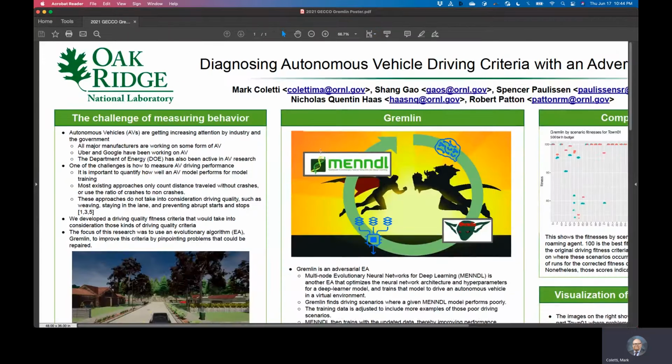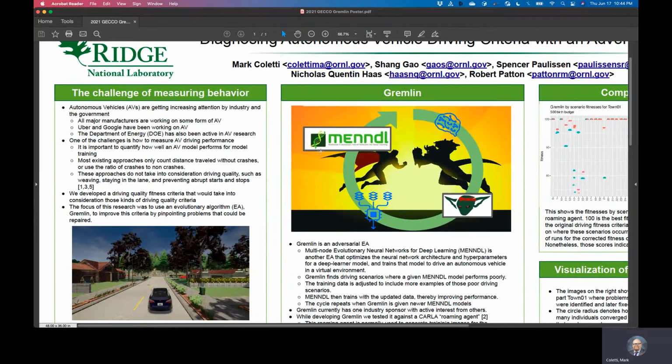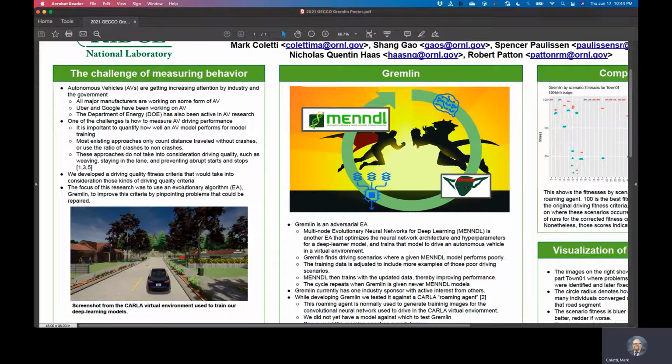So the first thing I want to focus on is that we are trying to develop a convolutional neural network to drive an autonomous vehicle in a virtual environment, which you can see a screenshot of here. This is from the Carla virtual environment, which is an open source environment specifically designed for facilitating the training of models for autonomous vehicles. And one of the things that we're struggling with is the fitness criteria of how to measure the behavior of the autonomous vehicle.